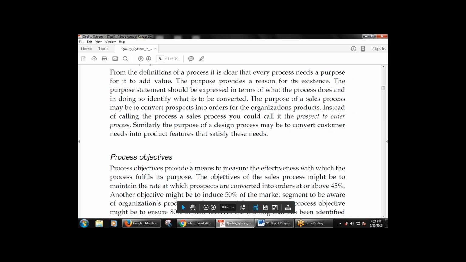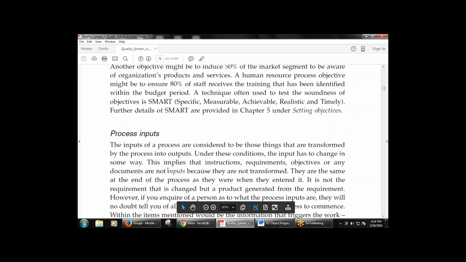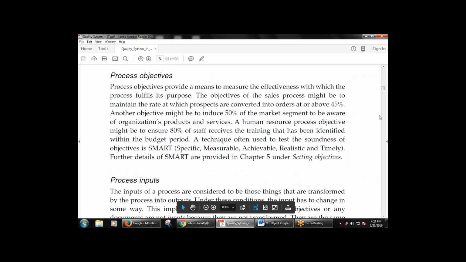So that defines the status and objective that is given, that is used to measure the effectiveness, that is used to fulfill the requirement. That is the process objective. Then there is a process input. So whatever input we are giving, whatever data we are providing, that is known as the input data.